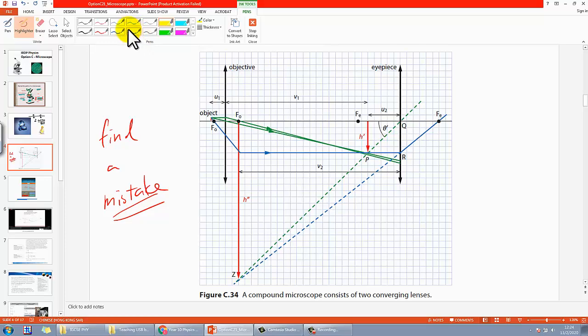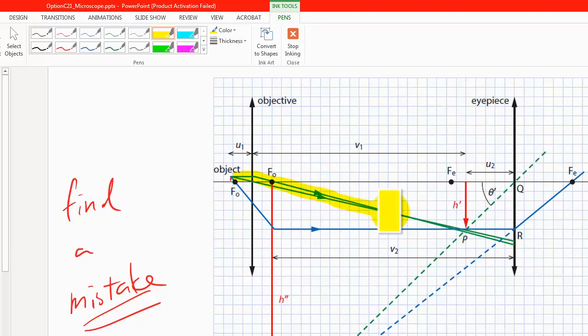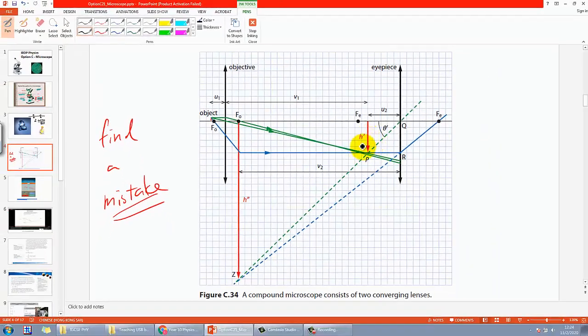So the first line you would like to draw is the green line here, like usual, these two green lines. The first one goes horizontally and then goes through F, and the next one simply goes through the optical center. For these two, you will find the intersection, which I don't think is a really nice diagram, because I actually think the intersection is here instead. I don't know why they didn't draw it properly.